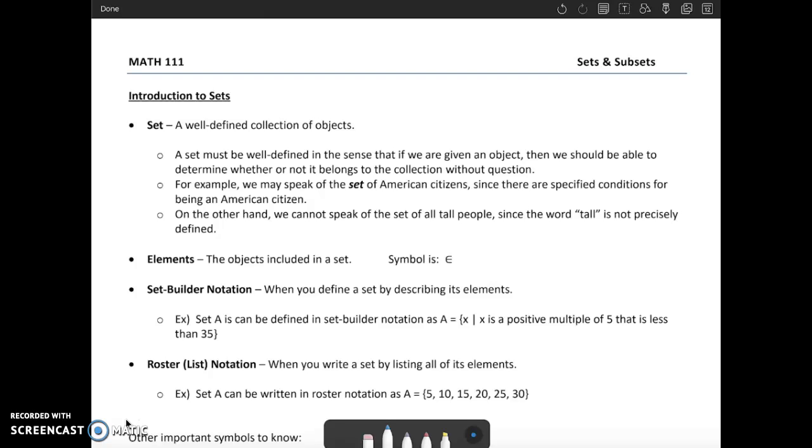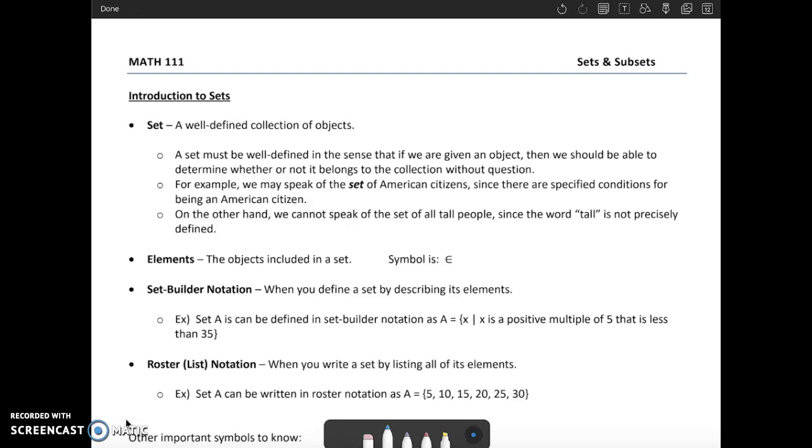Now, it may take some thinking and even some research on your part, because maybe at the very onset you don't know whether an element would belong to a set or not, but there is some decisive way to figure that out. So, for example, it says we can speak of the set of American citizens. Again, you may not know right out the gate whether someone is an American citizen or not, but there are specific conditions for being an American citizen, so you could do the research and figure it out.